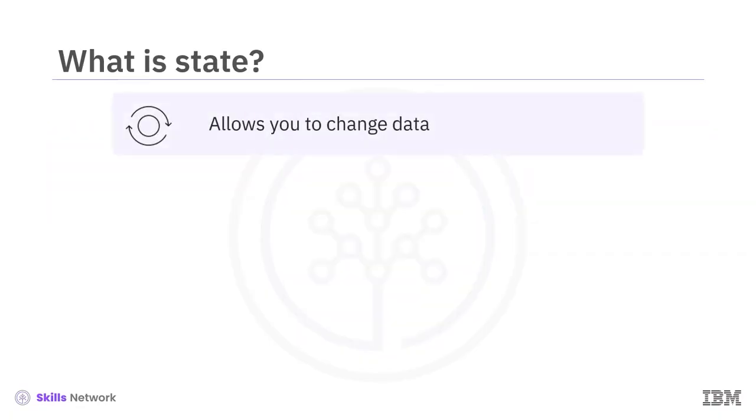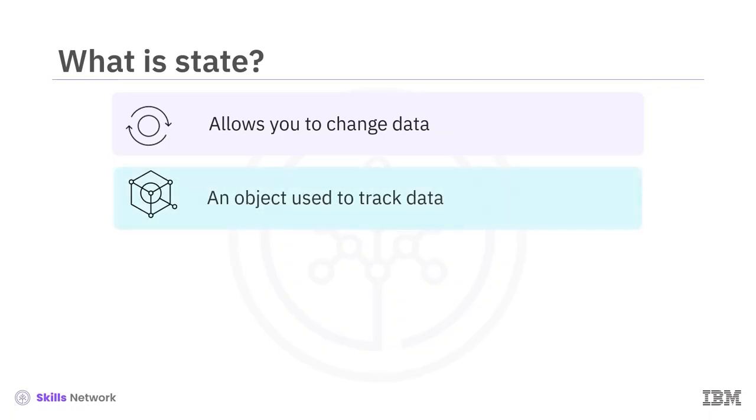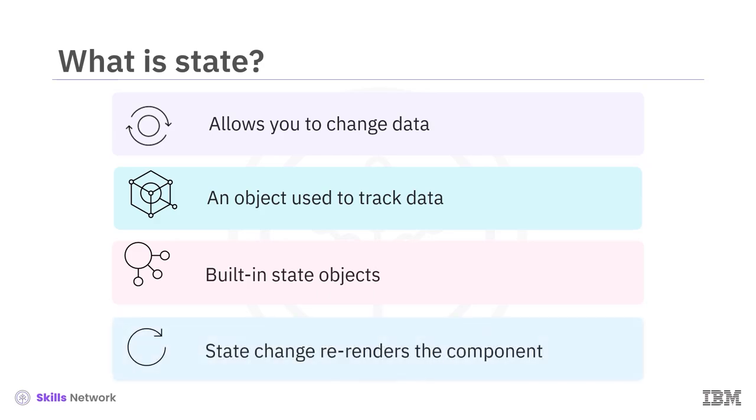States allow you to change data in an application. In class components, the state object includes key value pairs that specify different types of data you want to track in the application. React class components have a built-in state object. You can store property values that belong to the component in the state object. A change in the state object re-renders the component.